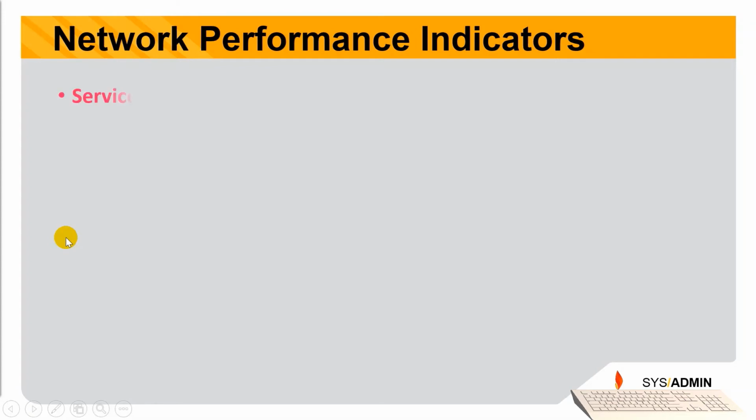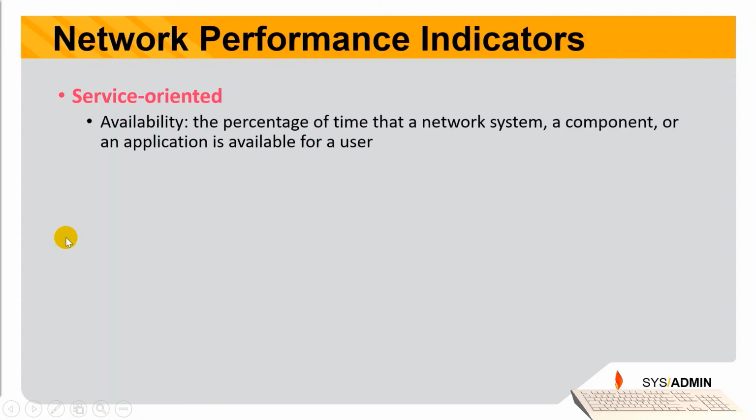It's either service oriented. When you say service oriented, we talk about availability. Availability pertains to the percentage of time that the network system, component, or application is available for a user. So we measure service oriented via the availability of the device and the availability of the resources.